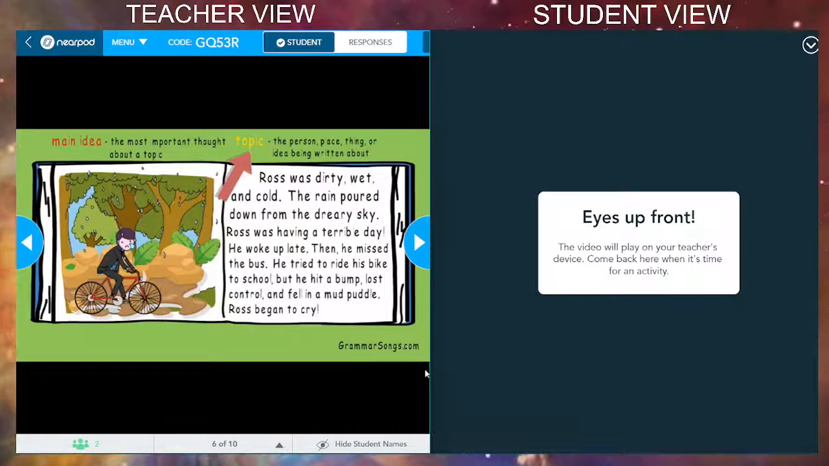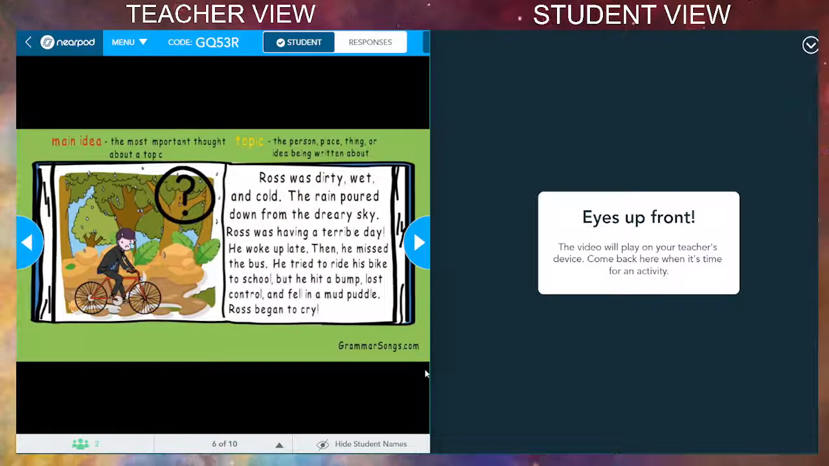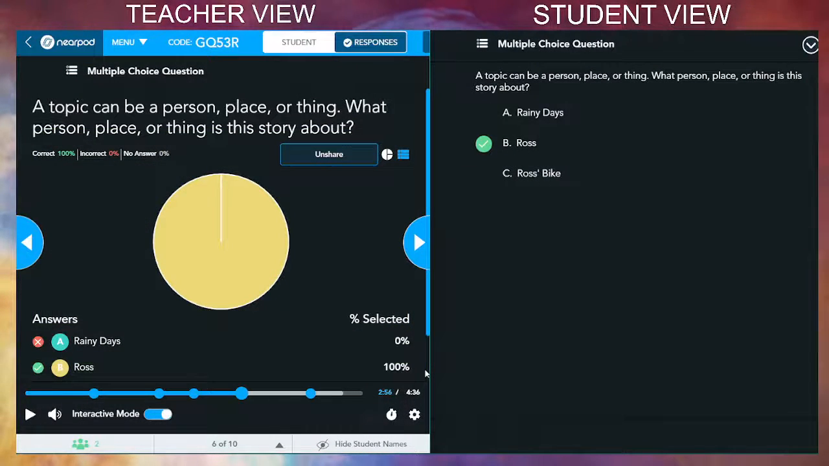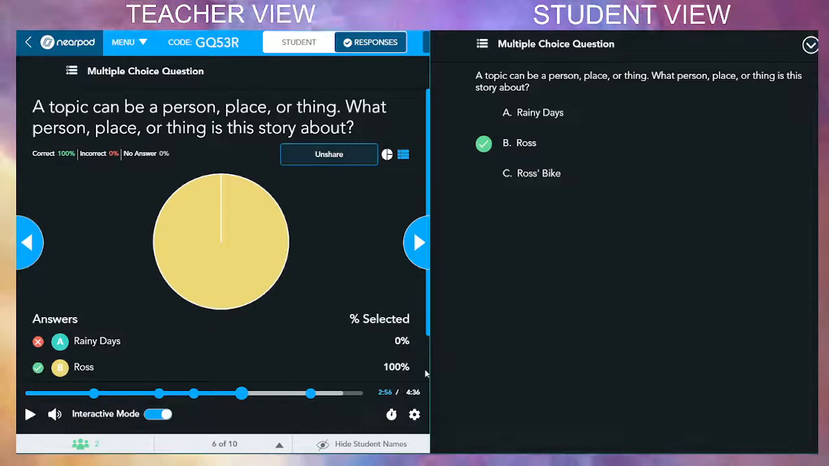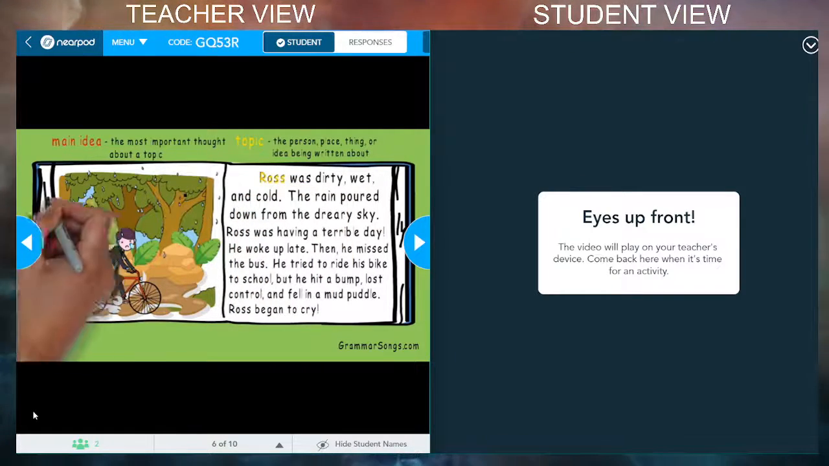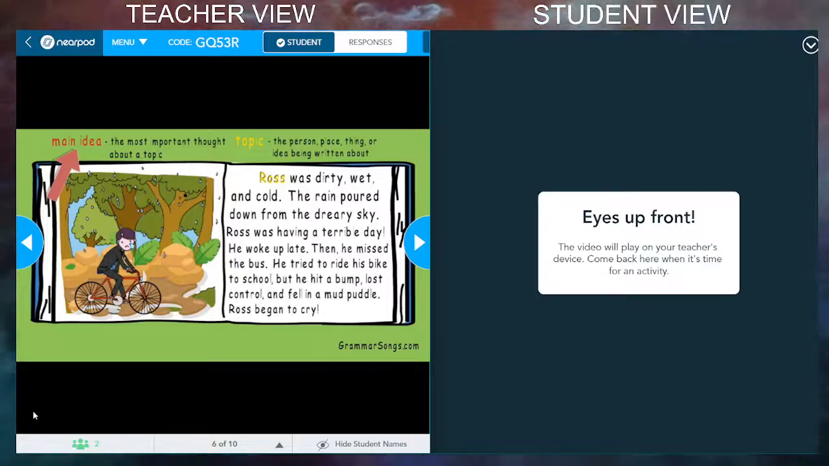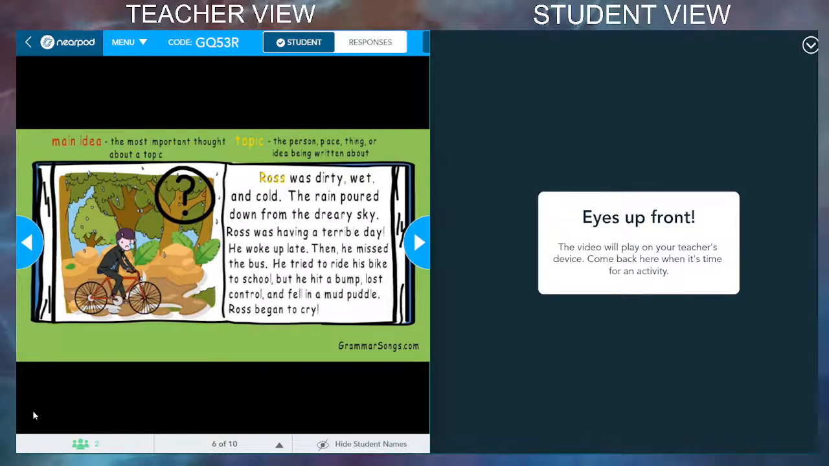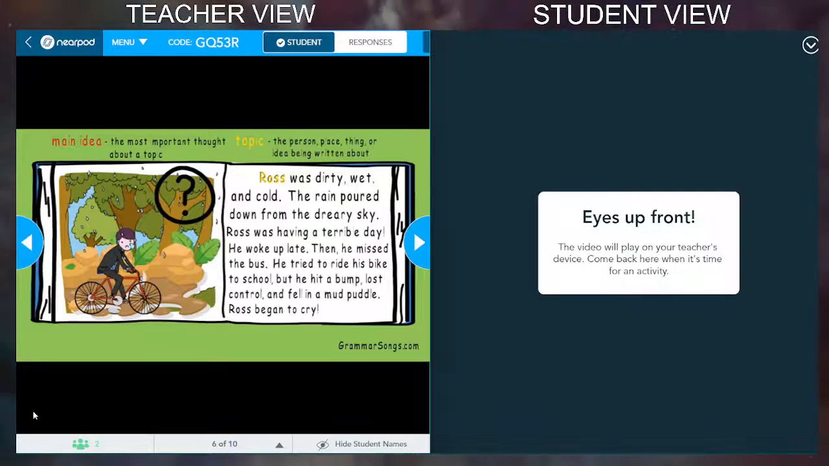First, we need to find the topic. What person, place, thing, or idea is this paragraph about? What is the topic of the story? Is it about rainy days, Ross, or Ross's bike? All right, that's right. Yes, it is about Ross. That's the main topic of our story. Of course, it's about Ross. He's the topic. Next, we need to think about the main idea. So what is the most important point this paragraph makes about Ross? Let's read the paragraph again.